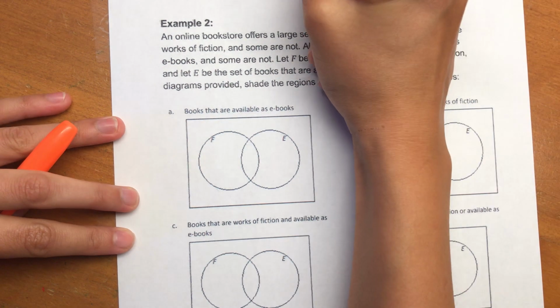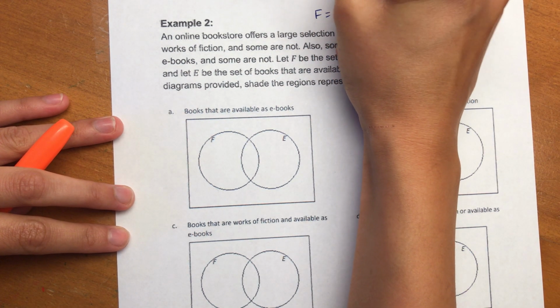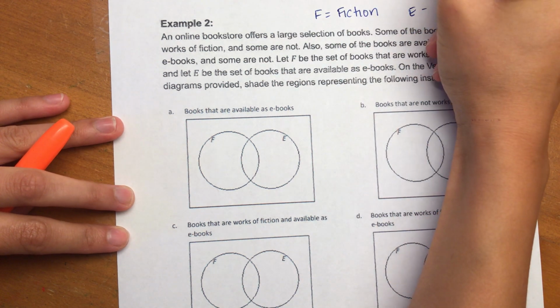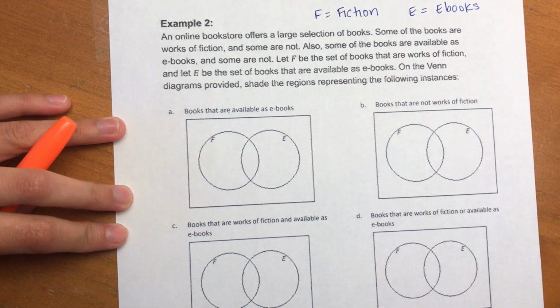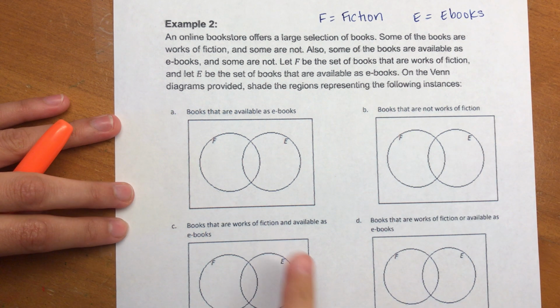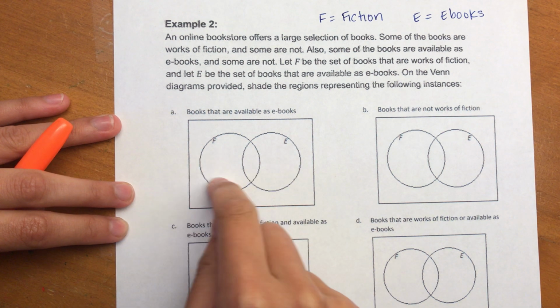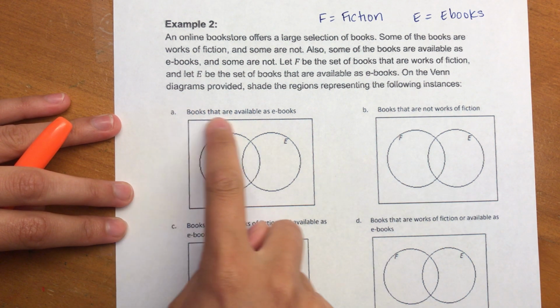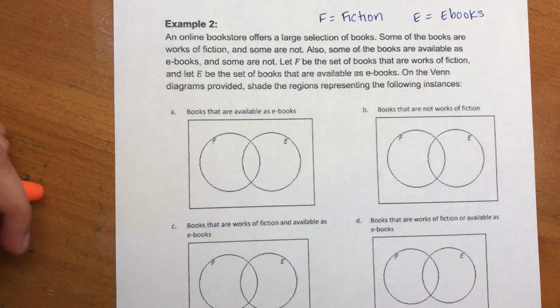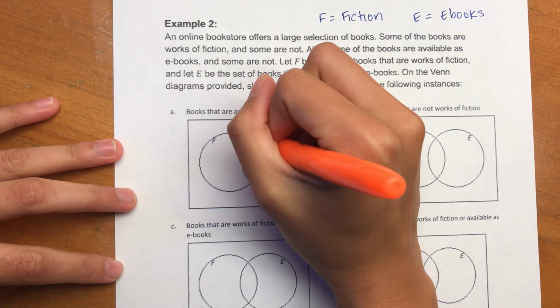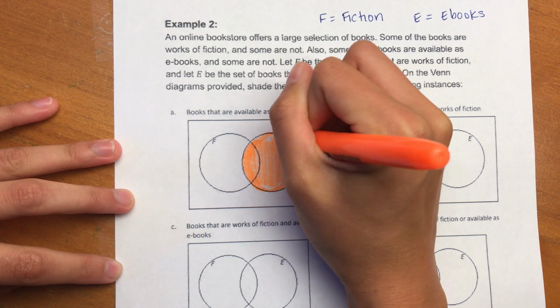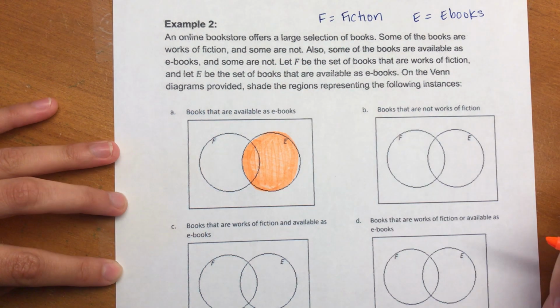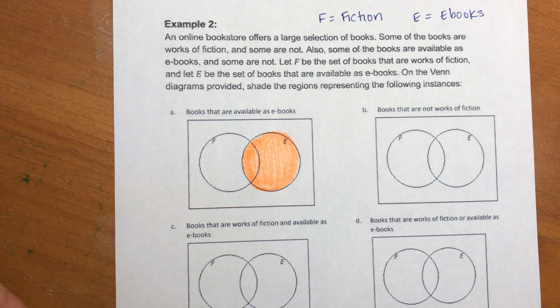So I'm going to write this at the top again. F is going to be fiction. E is going to be ebooks. Just so I know what's going on. So F is fiction, E is ebooks. They each have their own circle. So this says books that are available as ebooks. Okay, ebooks is going to be all of E, which will be the whole circle. Okay. And if you want to try these on your own, pause the video and then come back to see the answers.